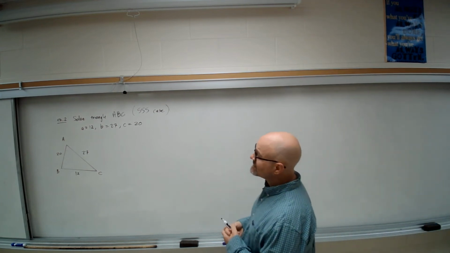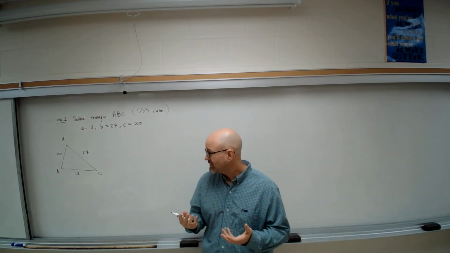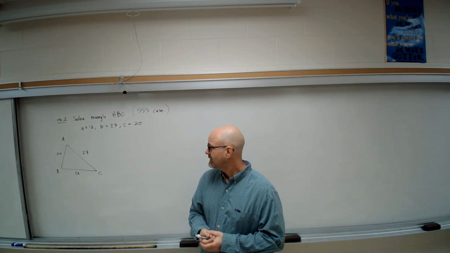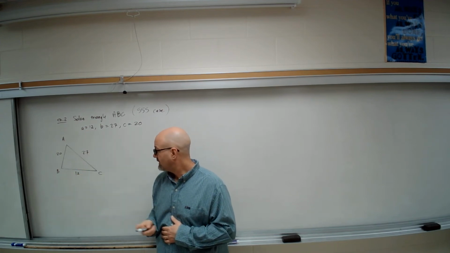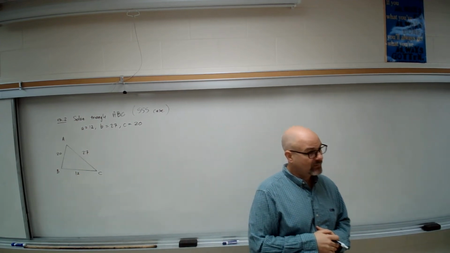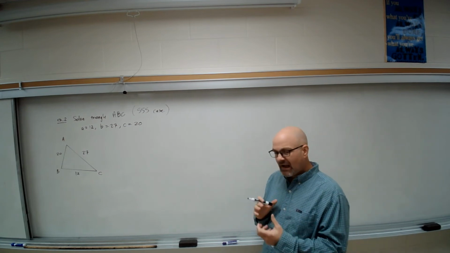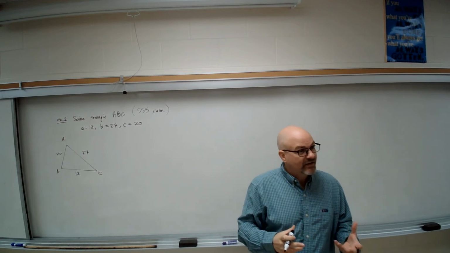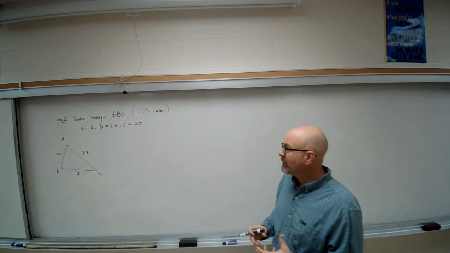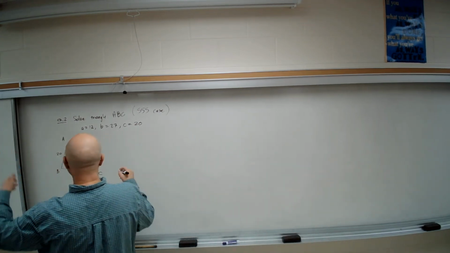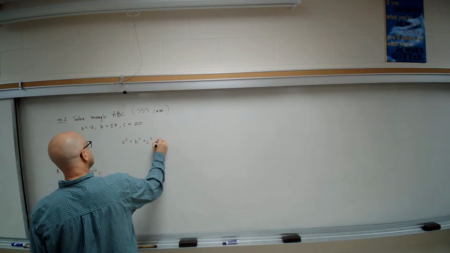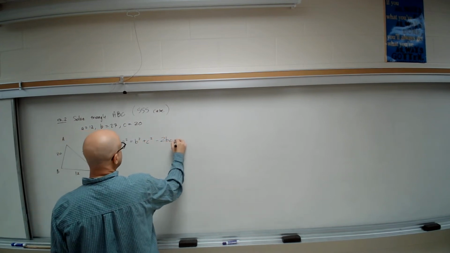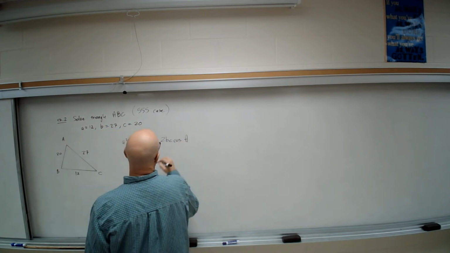So if I look at this, the smallest angle, which angle would that be? If A is 12, then angle A would have to be the smallest angle, correct? So I need to write the formula that has the cosine of A in it. And that would be where A squared is on the left, B squared plus C squared minus 2BC cosine A.